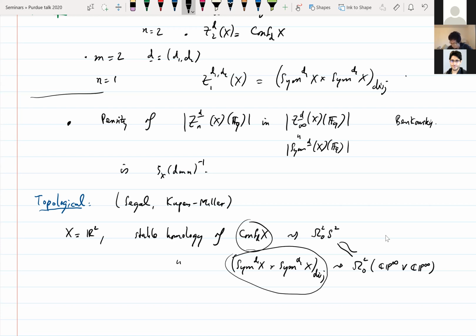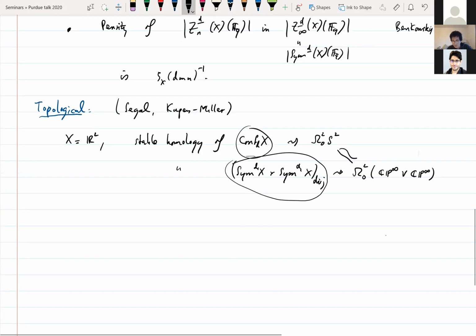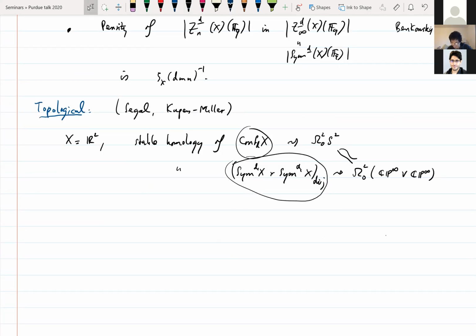So did you pick X as R2 because there's this sort of circle that's kind of invisible when you loop it twice? Okay, so actually I just picked it because I don't know what the statement is. Yeah, you probably know a better way to say this.